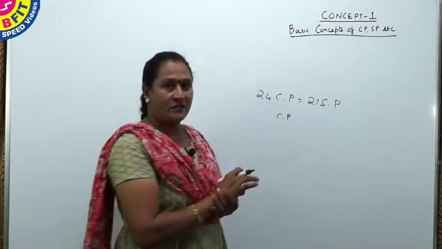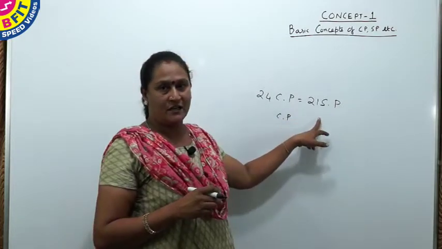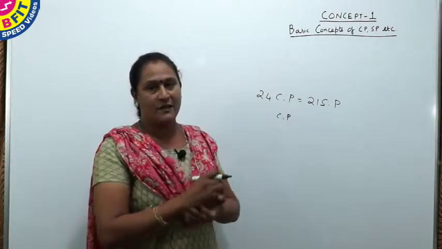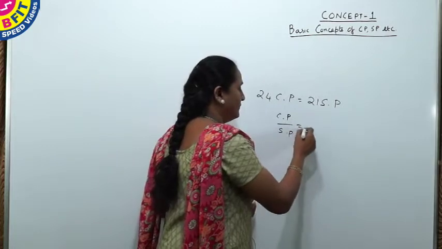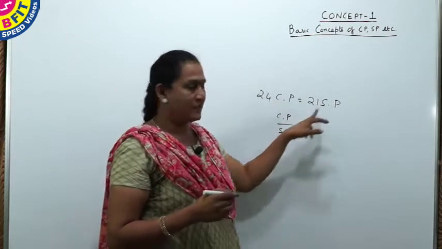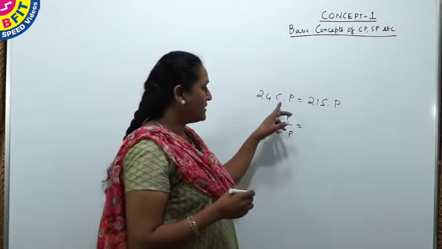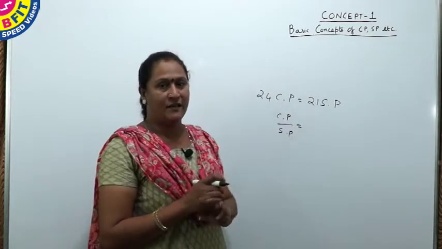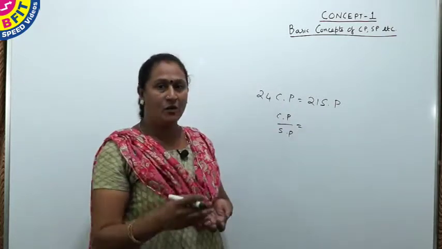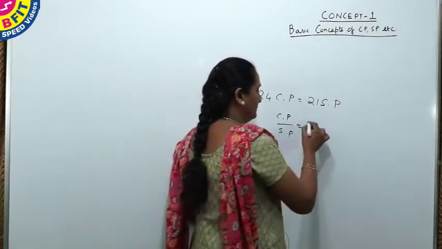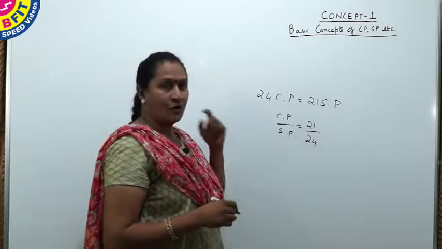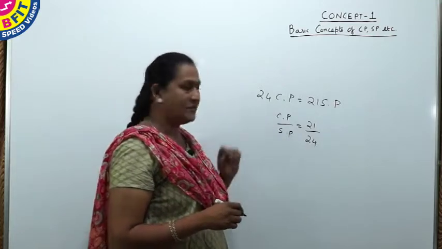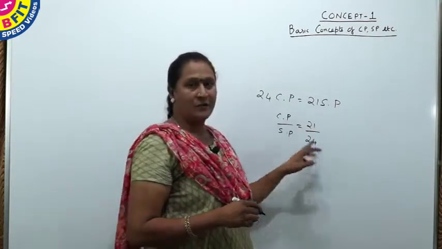To avoid this confusion, after forming the equation, get the ratio for cost price and selling price, or write it in this quotient format. Cost price, and sending the selling price down. You can send the cost price also to the other side. It can be either in the numerator or in the denominator. So we have got the fraction cost price by selling price equal to 21 by 24.